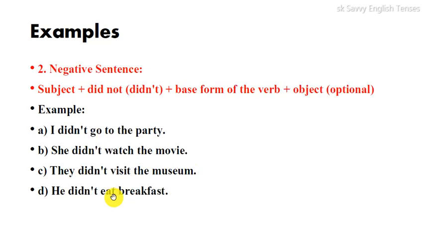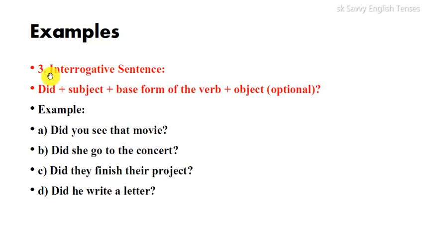Okay, the next one is the negative sentence. And the formula for the negative sentence in the simple past tense is subject plus didn't plus base form of the verb. And we can make sentences according to this formula. For example, I didn't go to the party. She didn't watch the movie. They didn't visit the museum. He didn't eat breakfast.